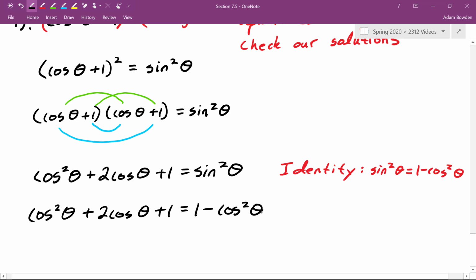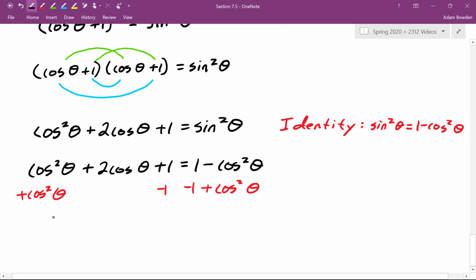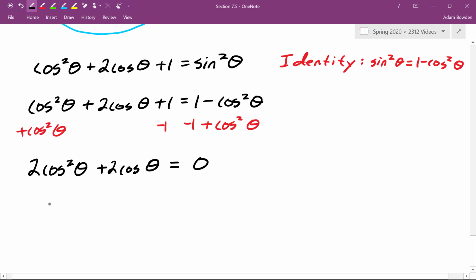Okay, so it looks something like this. Now what we'll do is we'll add over the cosine squared theta. We'll subtract the 1 from both sides. So we're going to have 2 cosine squared theta plus 2 cosine theta is equal to 0. Okay, now this one is not too bad to factor. Since it has a GCF of 2 cosine theta, we'll factor that. Give us 2 cosine theta times cosine theta plus 1 is equal to 0.